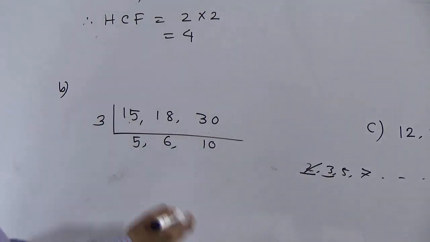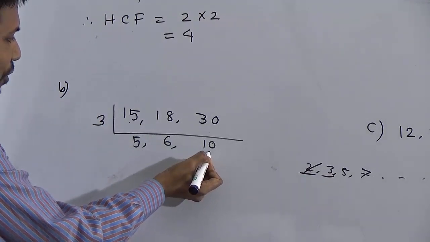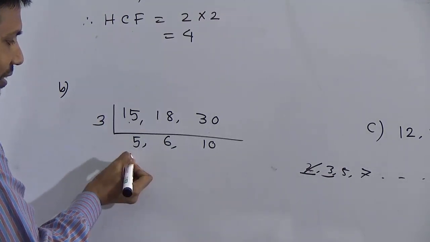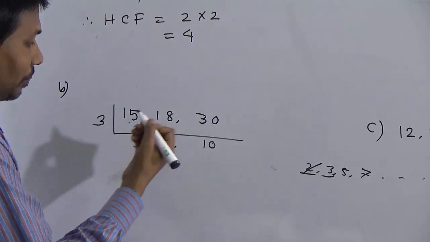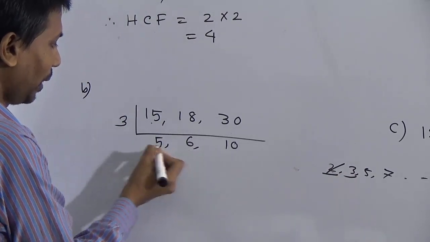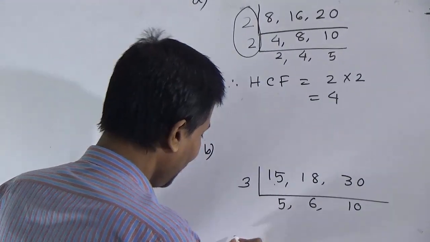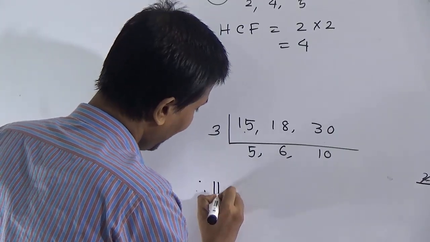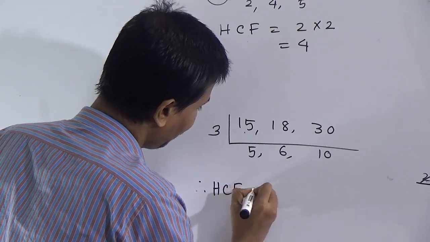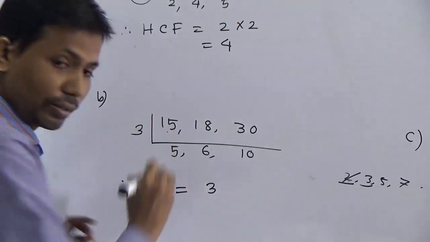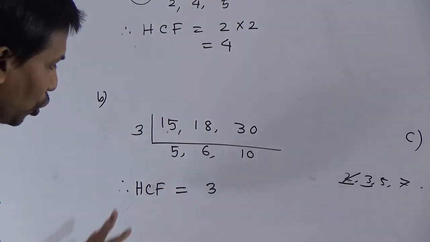Now carefully look. This is divisible by 2, this is divisible by 2, but this is not. Now you select 3. This is divisible, but these are not divisible. So we cannot proceed. Therefore, we write HCF equal to 3. Okay, dear student, I hope you understood.